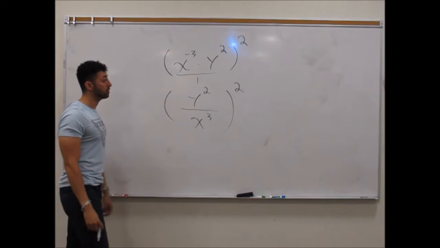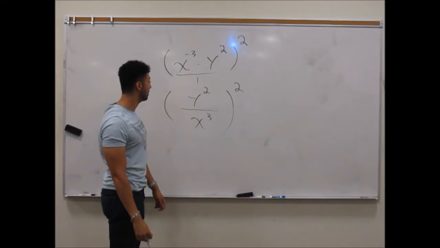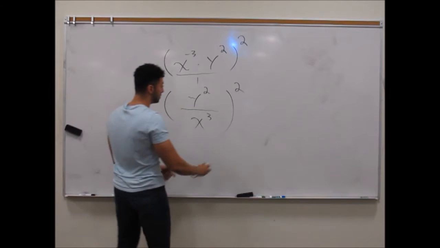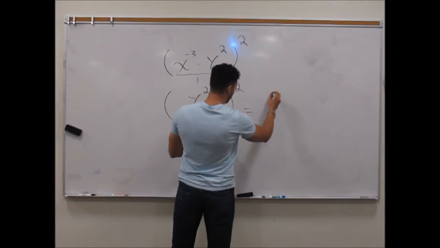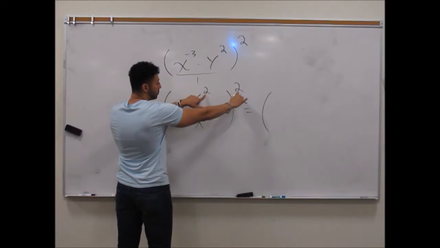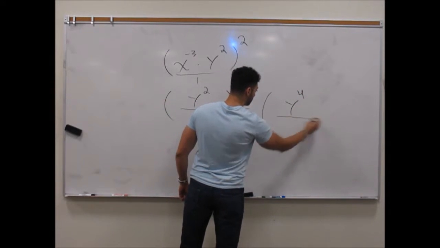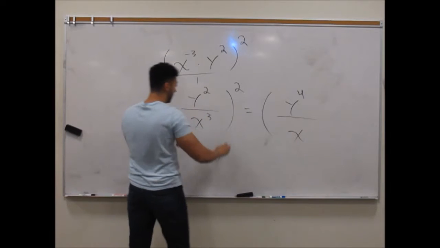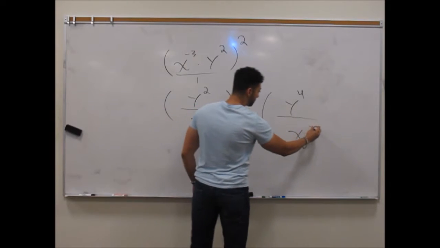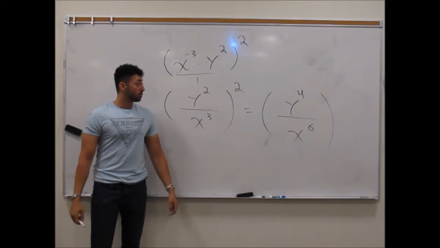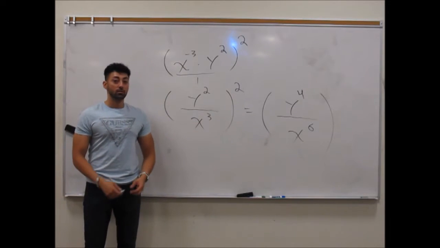And now it's just purely a power to a power law, because these are different bases, we can't combine them. So 2 times 2 would be 4, so we have y to the 4th power. And then 3 times 2 is 6, so we have x to the 6th power, and this should be your final answer. And then the parentheses are just to make it look pretty.